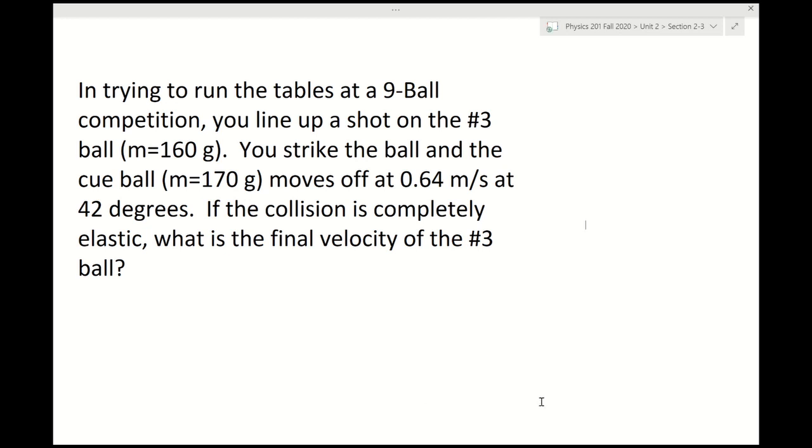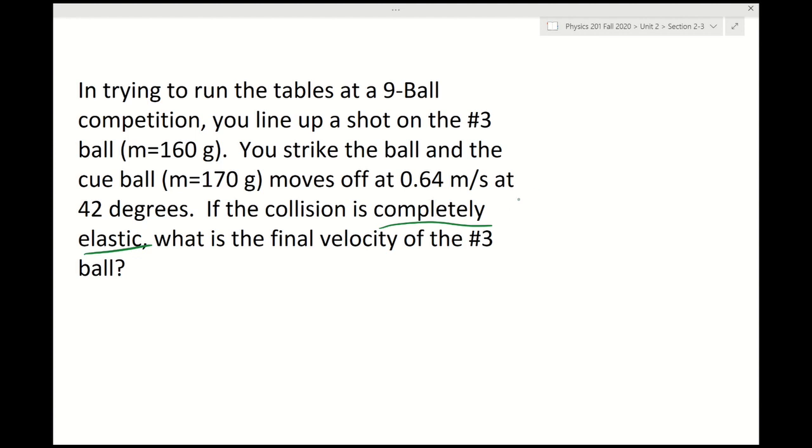Trying to run the table at a 9-ball competition, you line up a shot on the 3-ball, 160 grams. You strike the ball with the cue ball, and the cue ball moves off at 0.64 meters per second, 42 degrees. If the collision is completely elastic, what is the final velocity of the 3-ball?